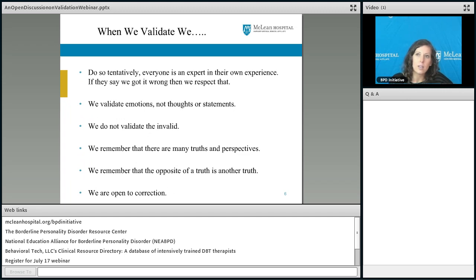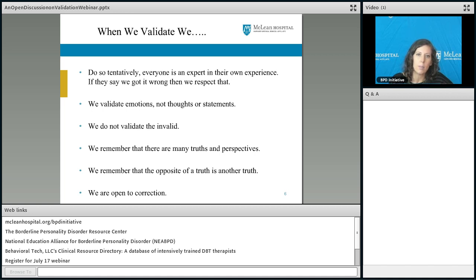So as we are practicing validation, we need to remember that we do so tentatively, okay? We always keep in our mind, and this is one of our biggest pitfalls, that validation is not telling somebody how they feel. It's tentatively checking in to see if we are understanding their experience, right? And if they say we get it wrong, we get it wrong, okay? We back off, and we try to be more curious about what we missed.